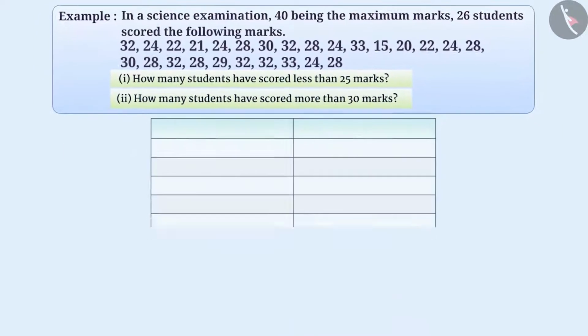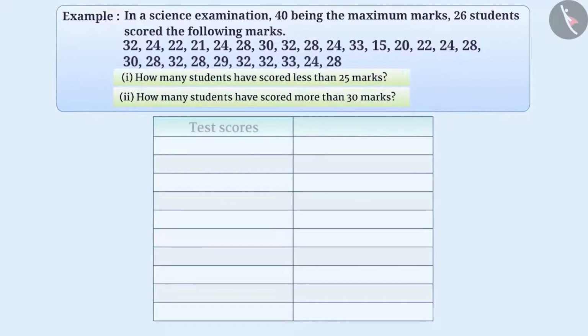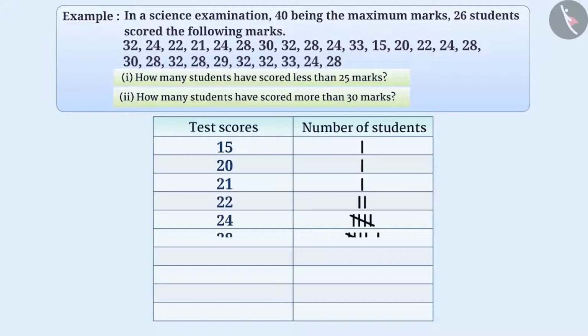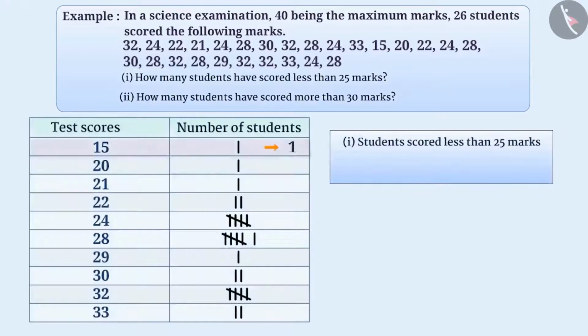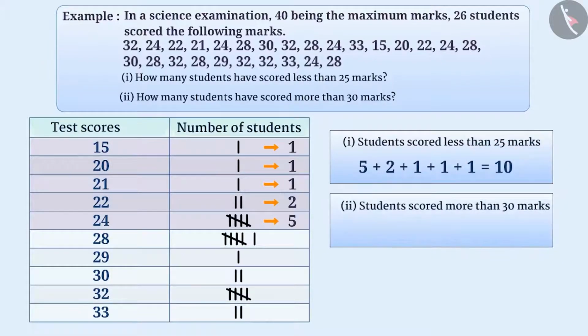We will create two columns in the table, one for the digits and the other for the number of students. And we will organize the given information one by one in the table. Now the table is ready, and from the table, we can easily know that 10 students have obtained marks less than 25. 5 plus 2 plus 1 plus 1 plus 1 is equal to 10. And 7 students have obtained marks more than 30. 5 plus 2 is equal to 7.